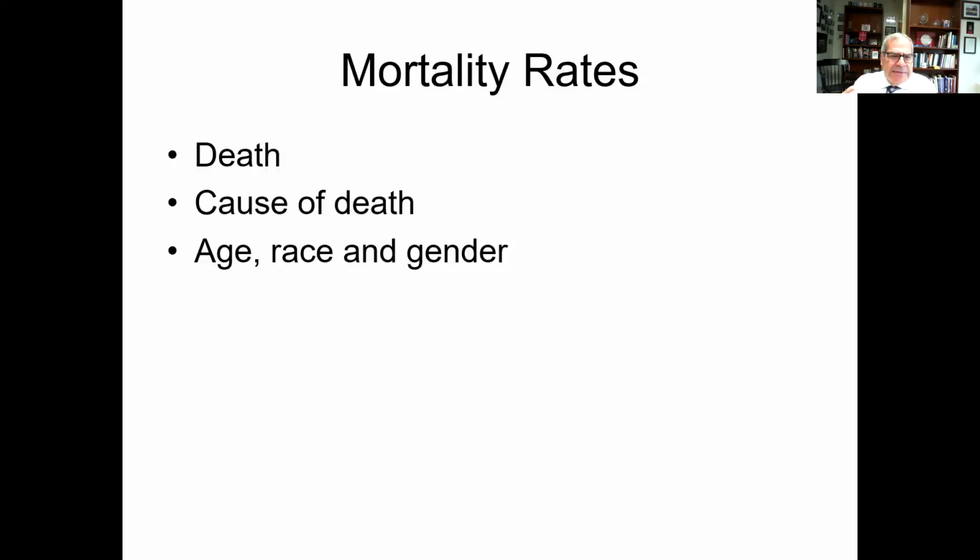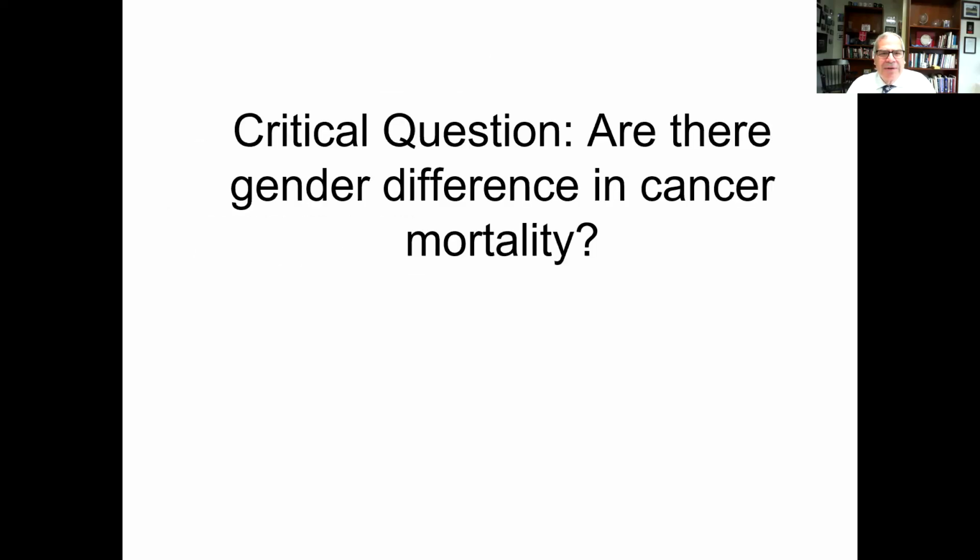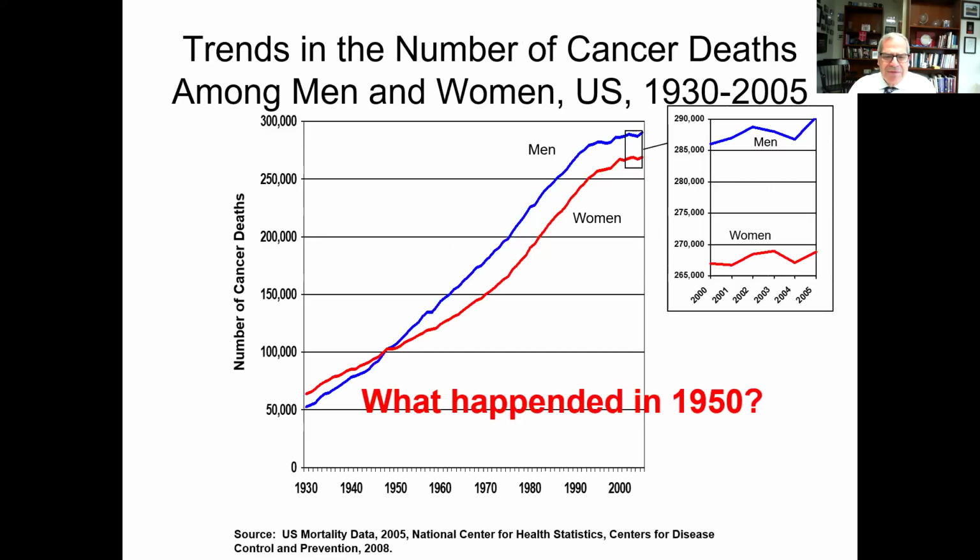Mortality rates, again, as Dr. Welton said in the beginning, that first one, just the mortality rates. People have died. Valuable piece. Where you trust the information, the cause of death can be added, and age, race, and gender are important considerations as you work your way through the mortality rates. So I just want to do this one example. Here's a critical question: are there gender differences in cancer mortality? Let's do these quickly as a fun write-up in here.